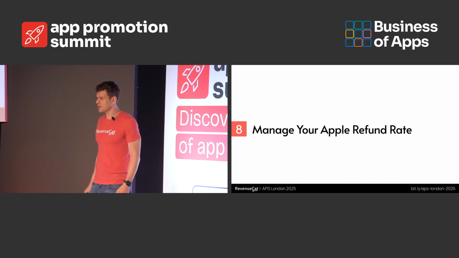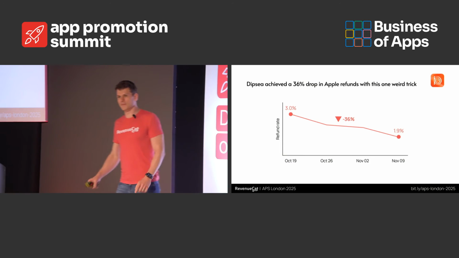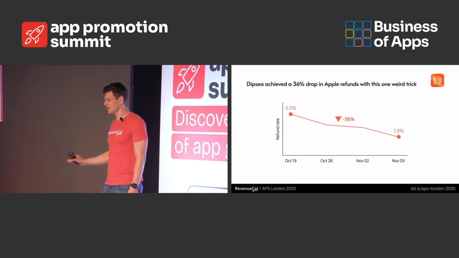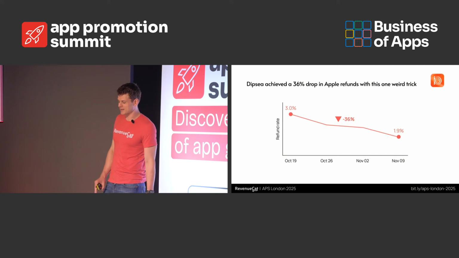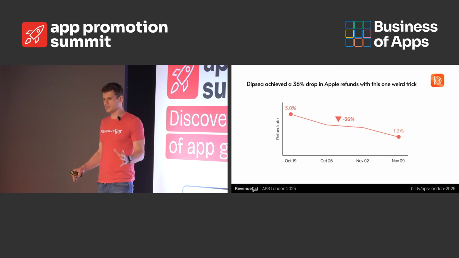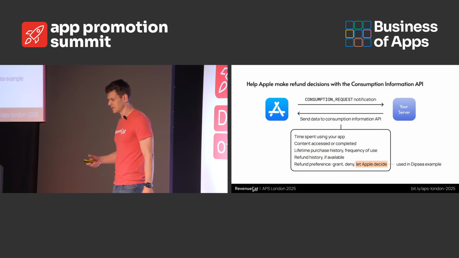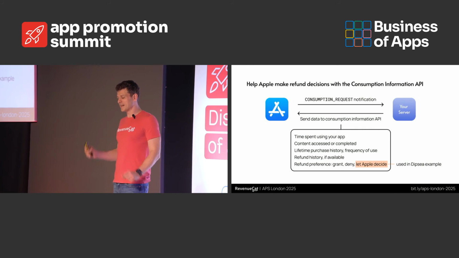Number 8, manage your Apple refund rate. Dipsy achieved a 36% drop in Apple refunds with this one weird trick. So this is real data, right, from last year, where they had a 3% refund rate and dropped it to 1.9%. And this is the weird trick, which is not actually weird. It's just using the tools that Apple gives us.